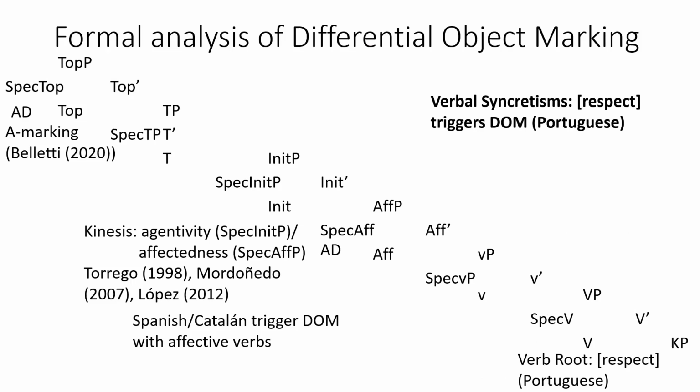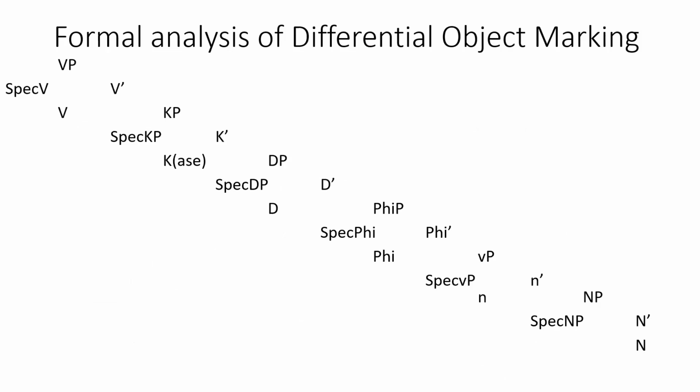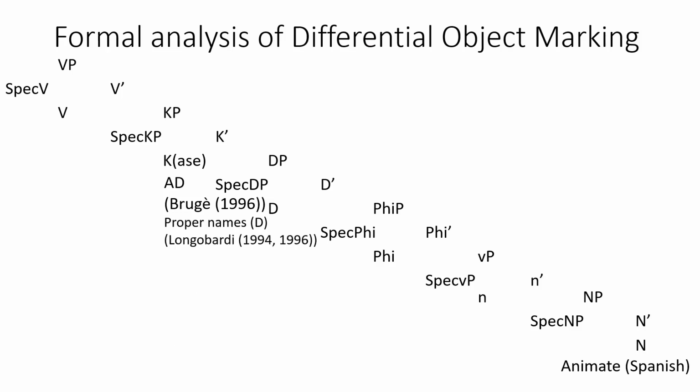The feature of respect on the verb root, as seen in Portuguese, seems to trigger DOM. In the nominal domain, again we can have the DP tree here. In Spanish, animacy seems to be a sufficient criterion for triggering DOM. So again, we see DOM as a case marker. Whereas in other varieties, it's a bit different.